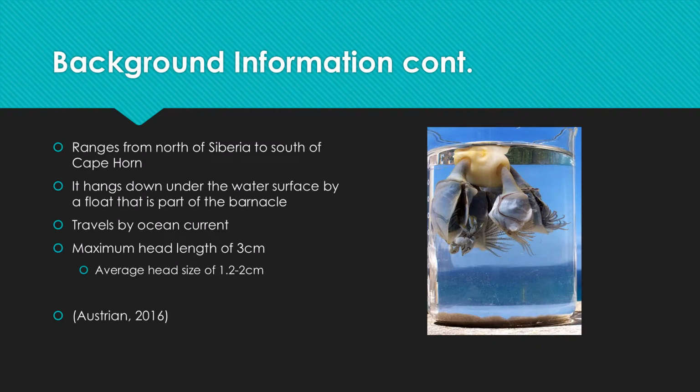The buoy barnacle hangs underneath the water's surface connected to a float that is created by the barnacle itself, as you can see in the image to the right. This image also shows the reason why it is called the buoy barnacle, due to the fact it is very similar to a buoy. It travels by ocean currents and it ranges from North Siberia to the south of Cape Horn. However, it prefers warm and temperate waters in both the Atlantic and Pacific Oceans.